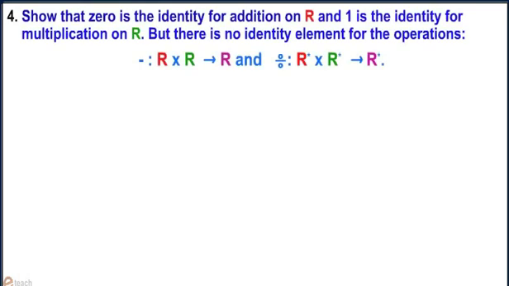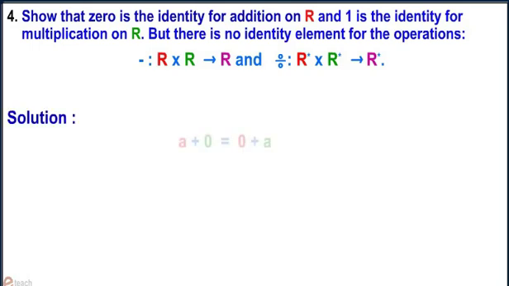Let us have another example. Show that 0 is the identity for addition on R and 1 is the identity for multiplication on R, but there is no identity element for the operations subtraction defined from R cross R to R and division defined from R star cross R star to R star.